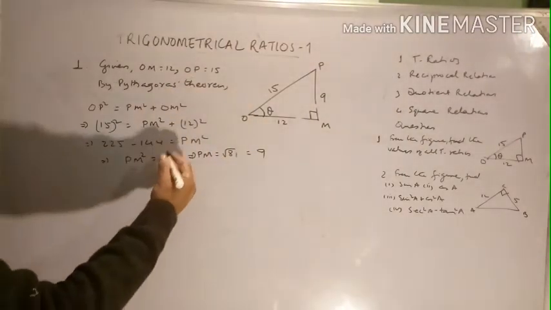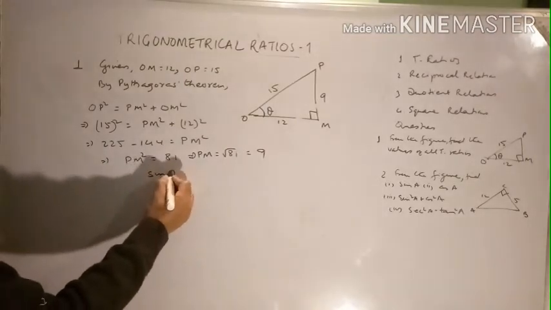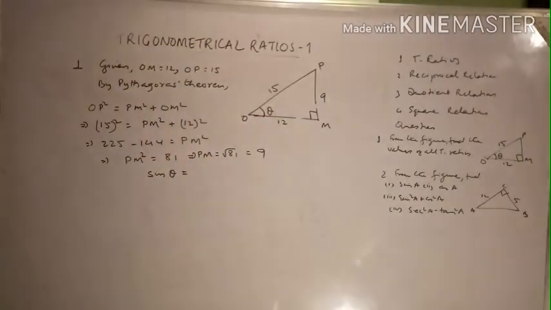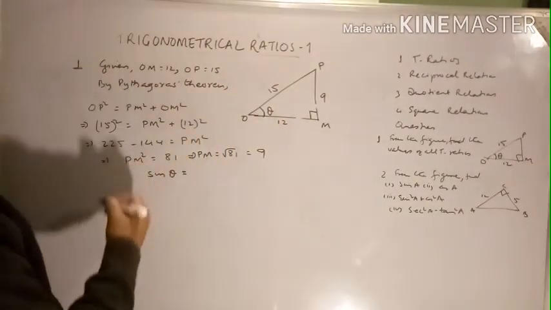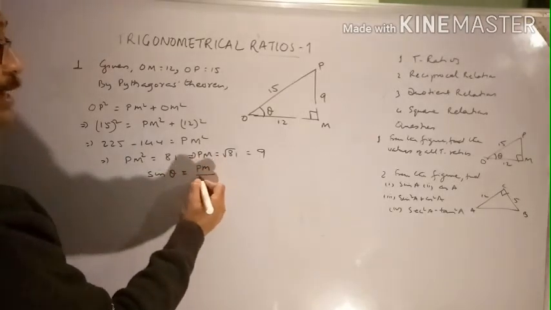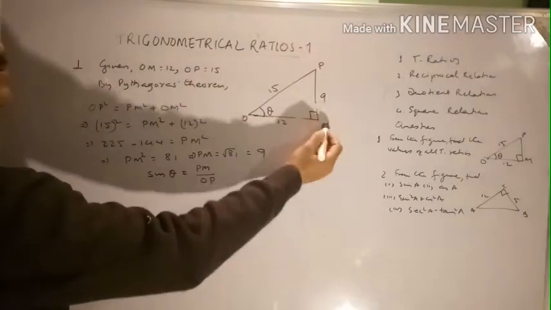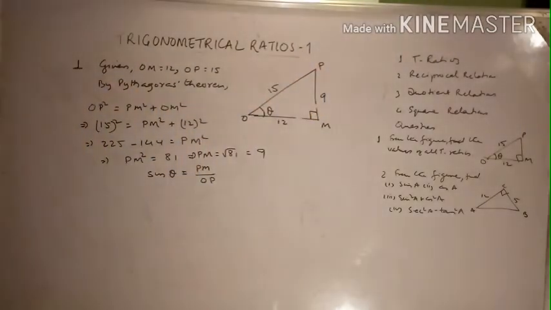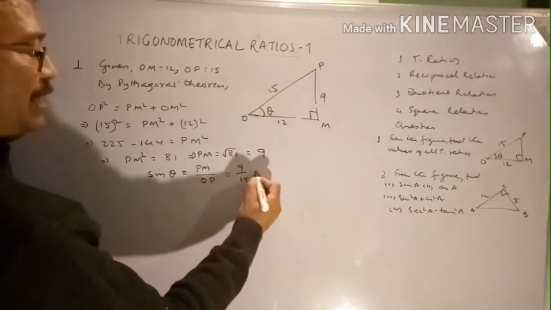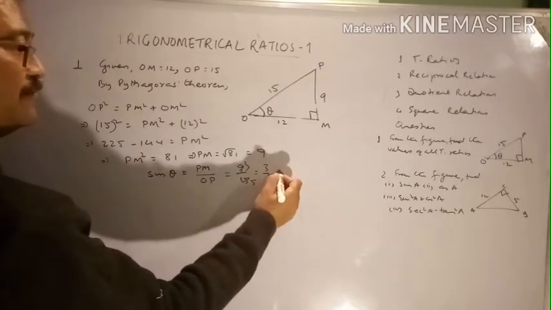Now we'll find the values of all the ratios. First one, sine theta, because the angle of reference is theta here. Remember, some people have P by H for sine. So P is PM and H is OP. PM is 9 and H is 15. You cancel by 3, so it is 3 by 5.